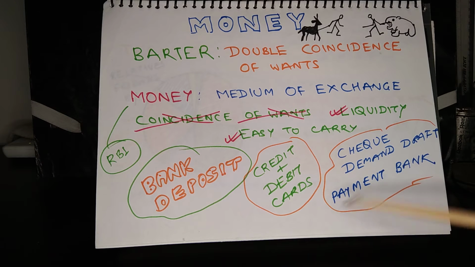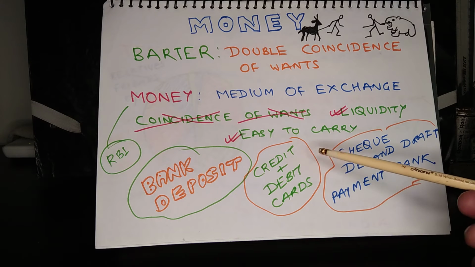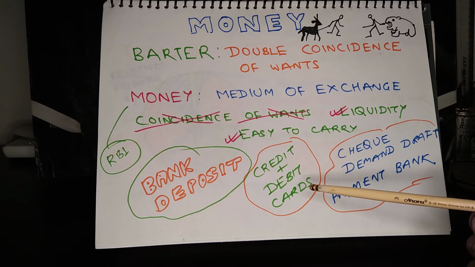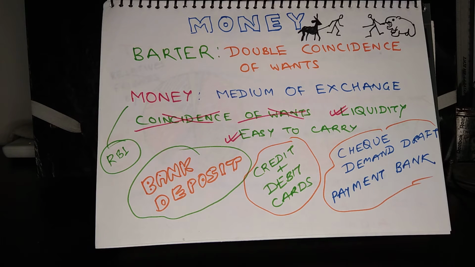Through a payment bank, you tag your bank account to a payment bank, and you can use online transactions to buy so many things, to make payments at shops, restaurants, airports, etc. Another form is credit or debit cards. Credit cards, as the name suggests, give credit. It gives you some advance payment which you can later repay. But a debit card is a card which allows you to utilize the money lying in your bank account.